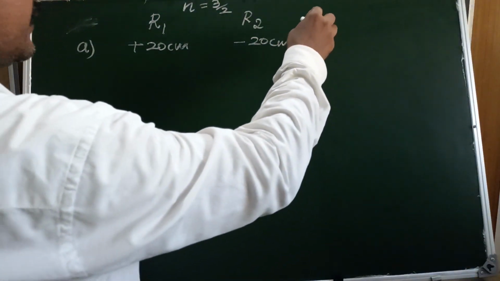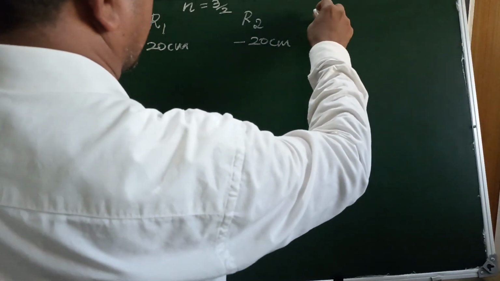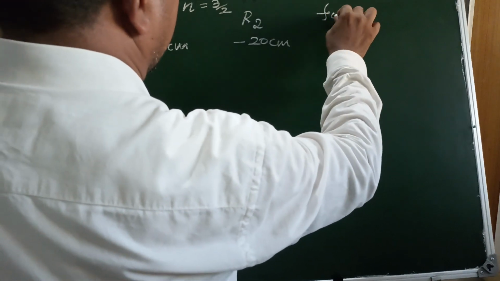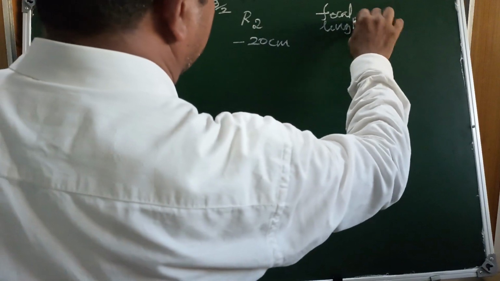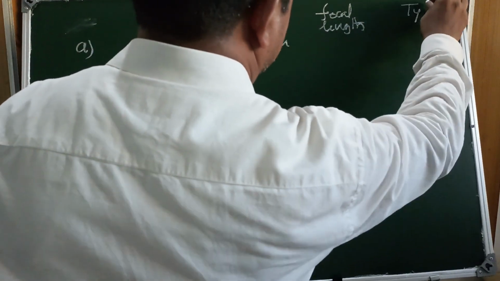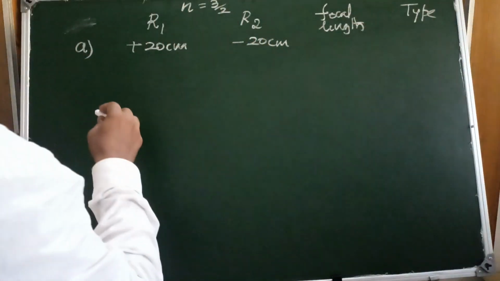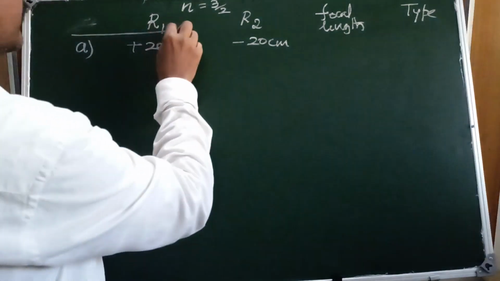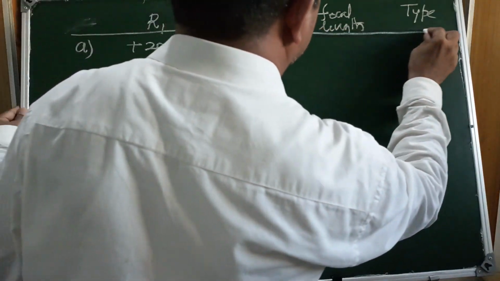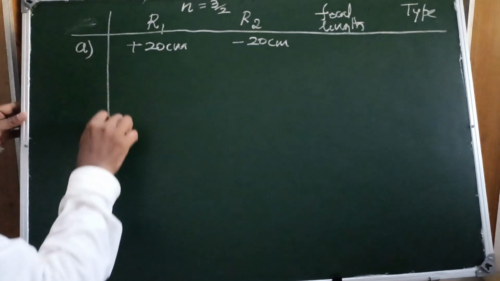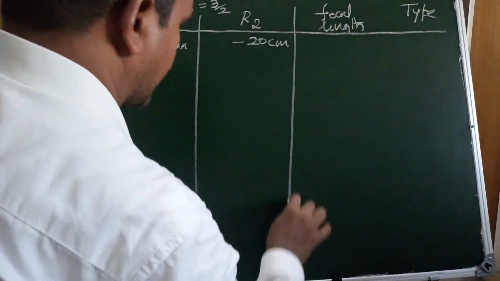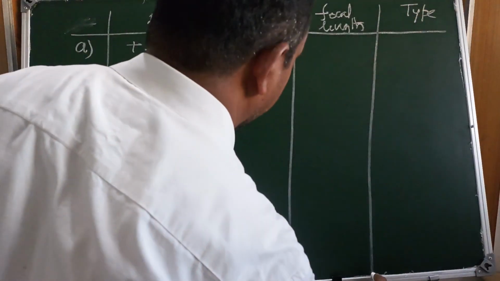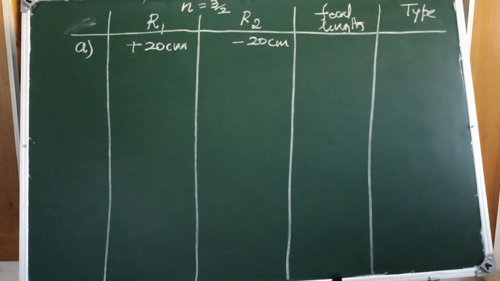And here we take the focal length we got from the calculation, and the type of lens. These are the specifications, and here you are getting the type: R1, R2, focal length, type of the lens. Let us see one by one.